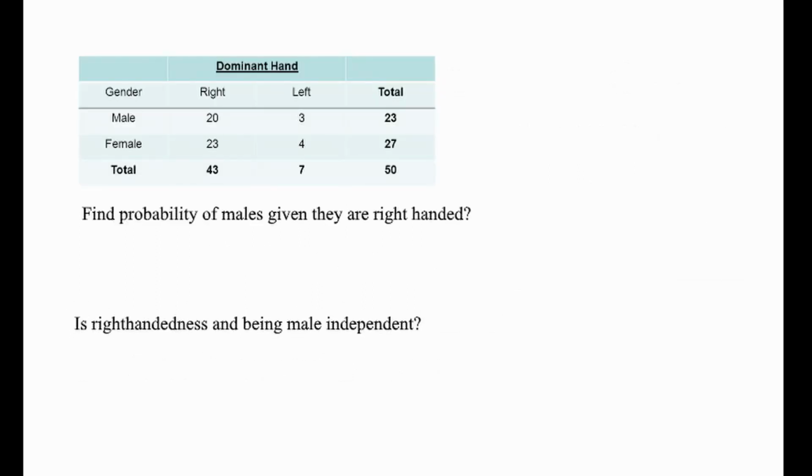A conditional probability is a probability given some condition. For example, the probability that someone is male given that they are right-handed. In order to determine this, let us look at a two-way frequency table of data.